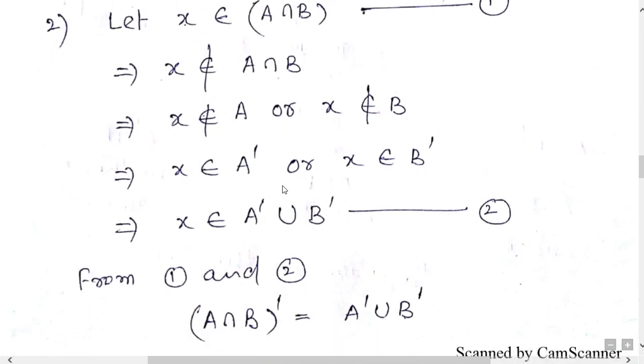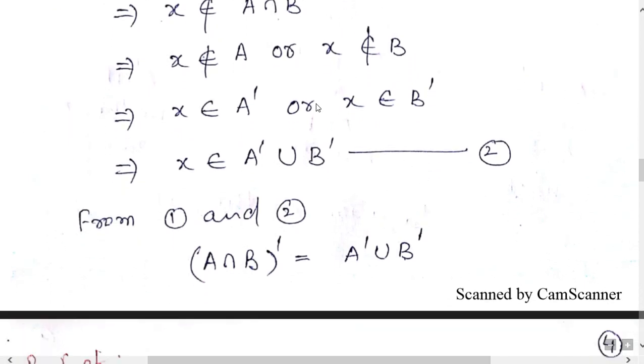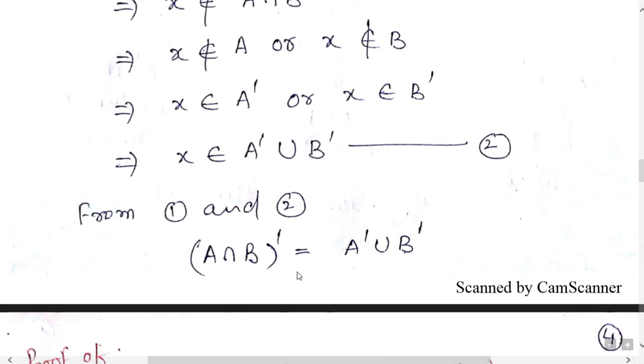Now further, if X doesn't belong to A, it means X belongs to A complement. If X doesn't belong to B, it means X belongs to B complement. But the symbol OR is there, so I can write union. It means clearly (A intersection B) complement is equal to A complement union B complement. That is the proof of the second statement.